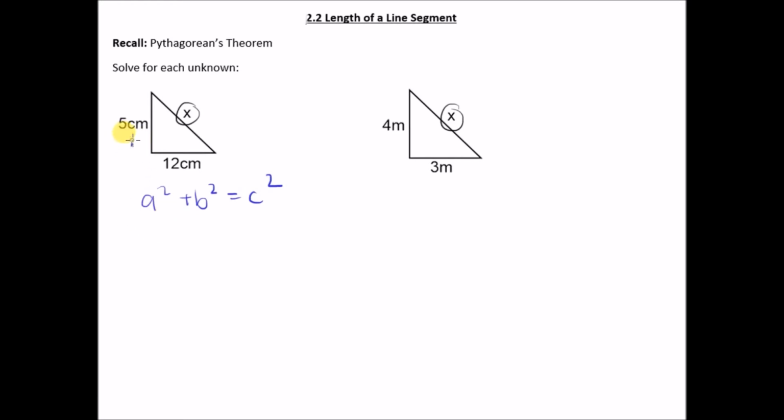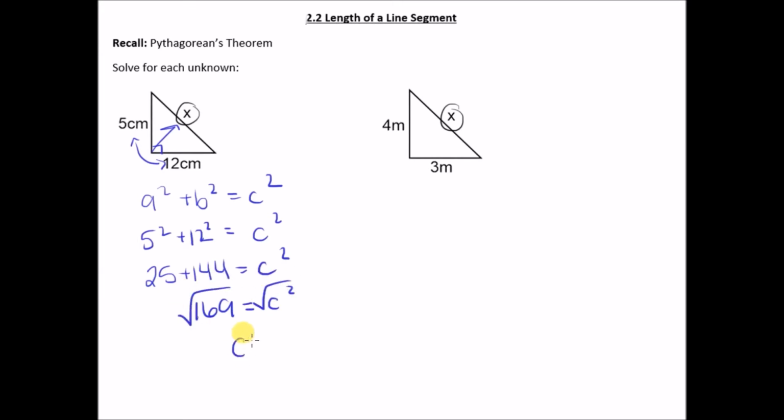A and b are interchangeable, so we can write 5 squared plus 12 squared or vice versa. C has to be the hypotenuse, so it has to be opposite the 90-degree angle. So we get 25 plus 144 equals c squared, so 169 equals c squared. So c equals 13.